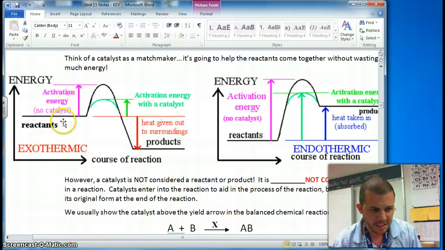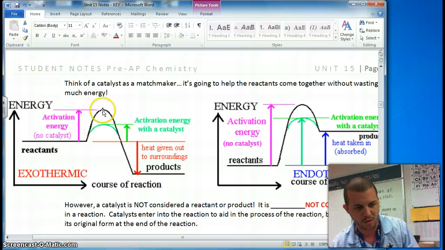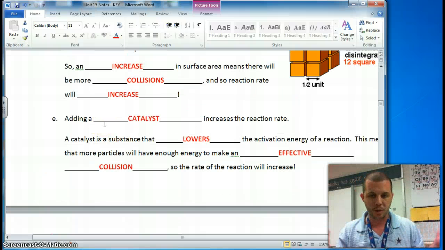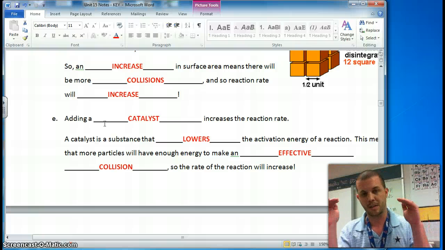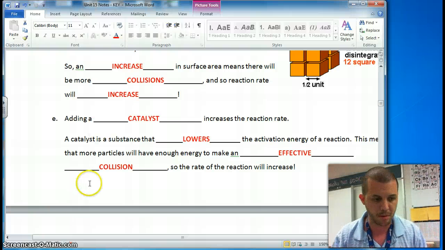So here are your reactants, here are your products. Normal activated complex, or your normal activation energy, is this amount. What a catalyst is going to do is drop that down. So now you've got particles which are colliding, but since you've got the catalyst in place, you're going to have more particles which collide with enough energy that your reaction is going to be able to go much faster.